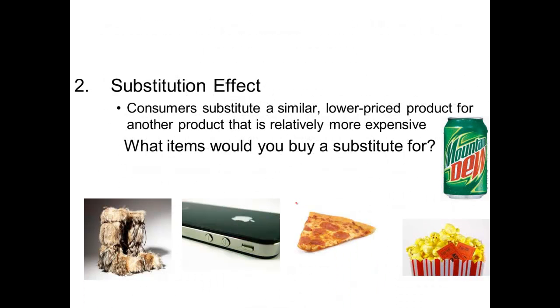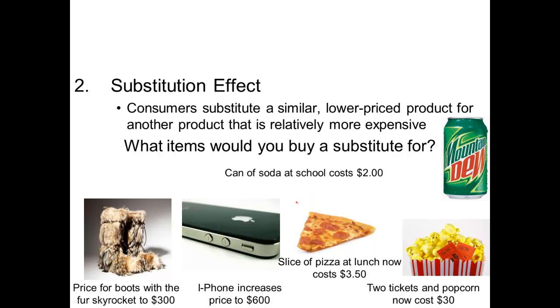Substitution effect. And this is something, once again, that you might never have heard of, but this is something you're all experts at. The substitution effect basically says that when certain goods or services become too expensive, we will eliminate our demand for that good and, in essence, buy something else. So let's imagine here are some goods that you may or may not purchase throughout the year: a can of soda, a pizza slice, 2 tickets to a movie, an iPhone, boots with fur. Imagine that these things were going to skyrocket in price.